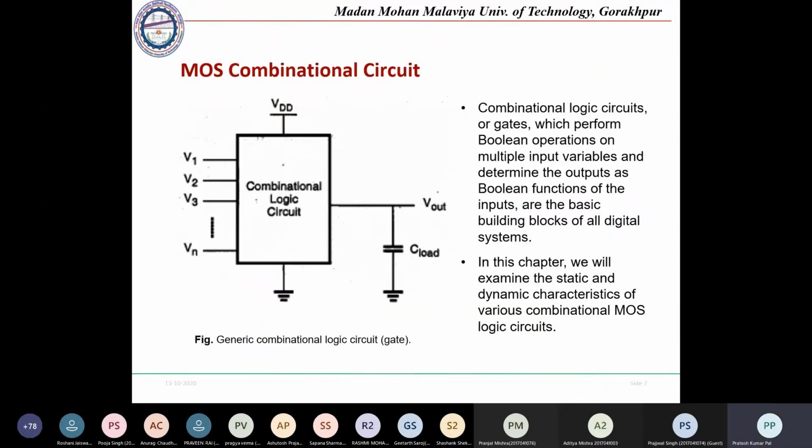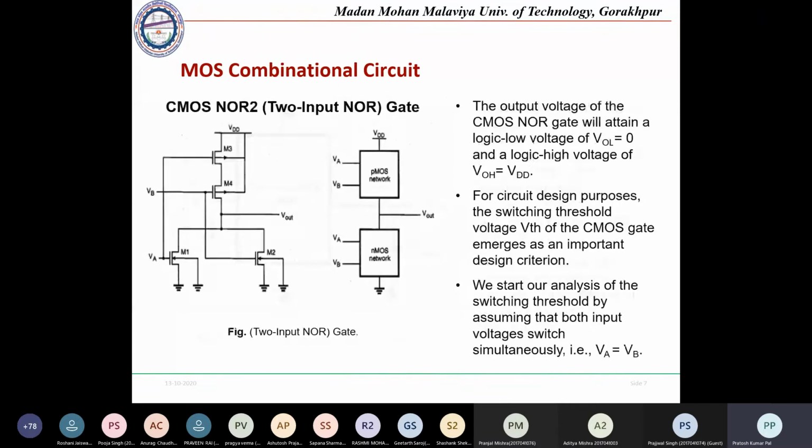Next we will be analyzing the CMOS implementation. The earlier one was the implementation with a depletion type NMOS as a load, but in CMOS implementation, we will be using NMOS on the downside and PMOS on the upside, that is a pull down network and a pull up network. So this is how the implementation is done.